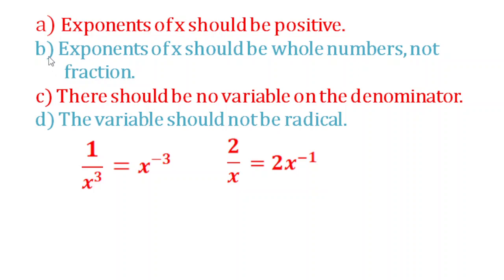And also, this point B becomes clearer with this statement here on point D. The variable should not be radical. Why? For example, if we have square root of x, if we remove the square root sign here, this means x to the power of 1/2. And also, if we have cube root of x squared and we remove the radical, it becomes x to the power of 2/3.